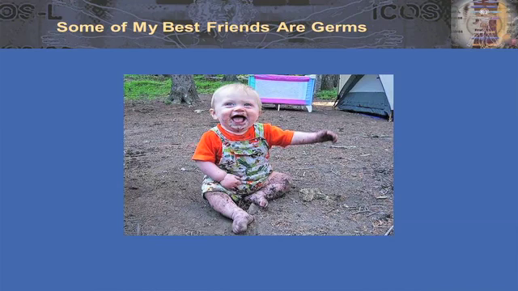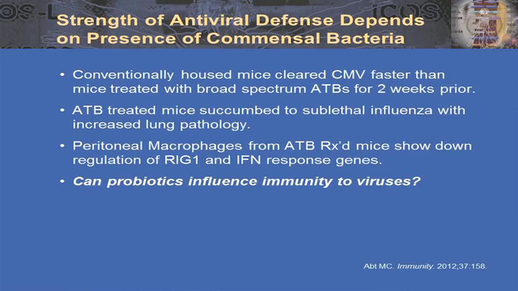This is important, and there are some experiments that I think are very straightforward examples of the importance of this. If you take conventionally housed mice, that means that they have bacteria all over the place, and you expose them to CMV, they will deal with this much more efficiently than mice that have been previously given high doses of antibiotics. So in other words, they've had their bowel partially sterilized.